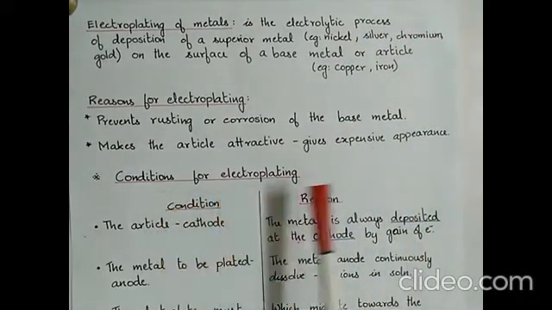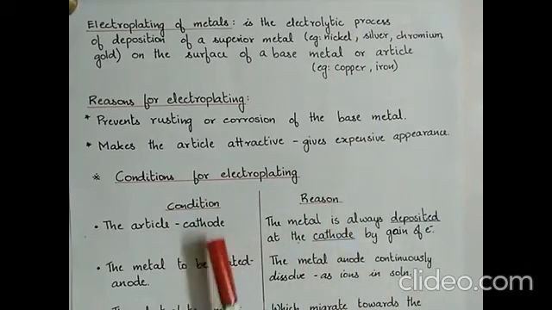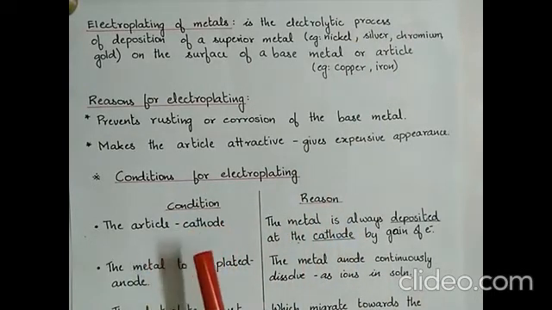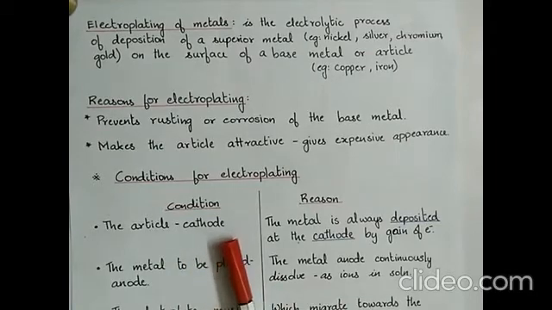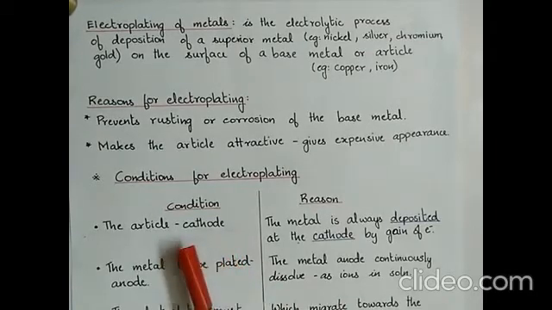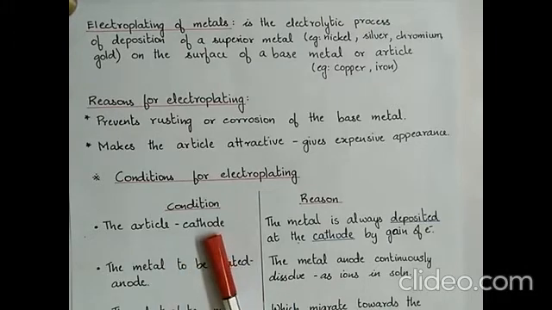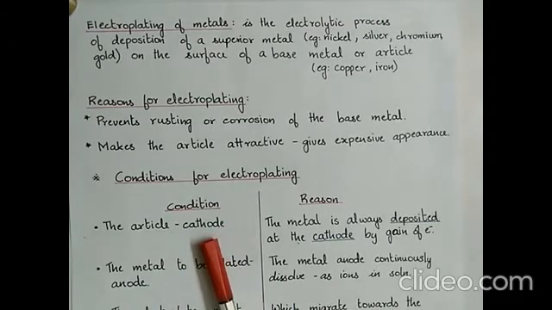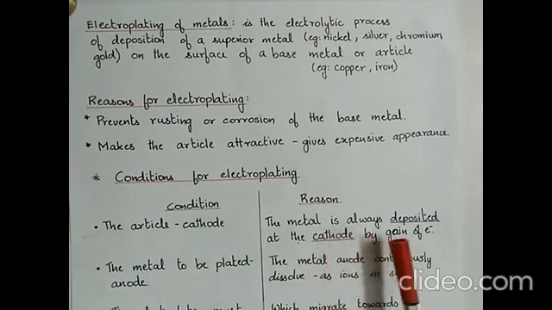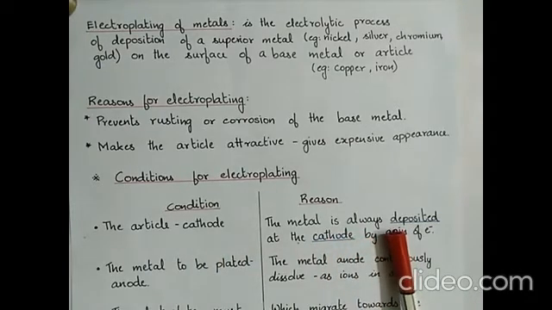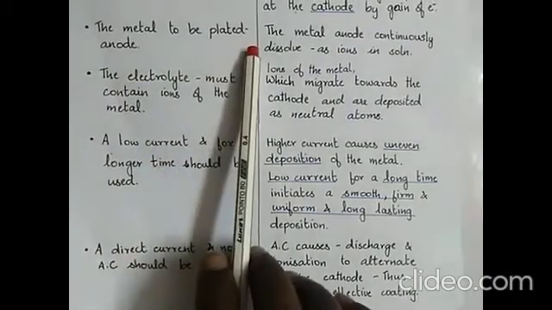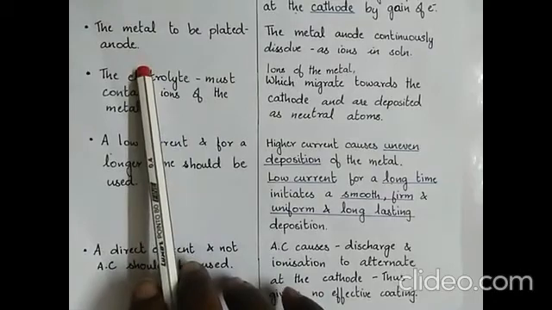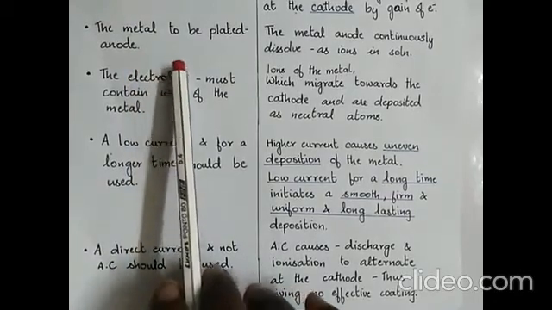Now, conditions for electroplating. The first condition is the article to be electroplated is always placed at the cathode. Very important point. The article to be electroplated is always placed at the cathode. What is the reason? During electrolytic reaction, the metal is always deposited at the cathode by gain of electrons. The metal to be plated is always made as anode. It has to be replaced periodically.